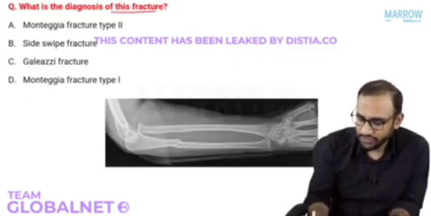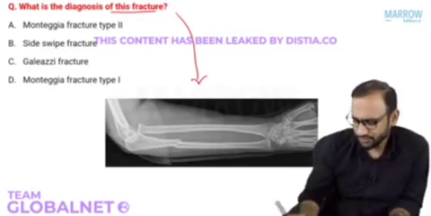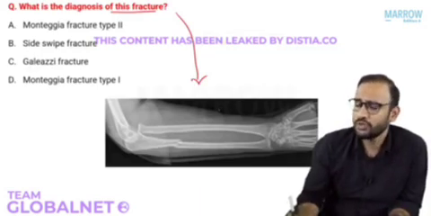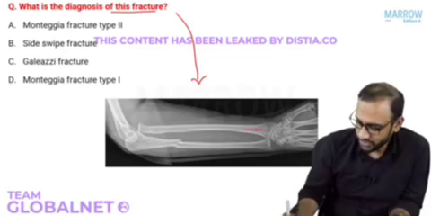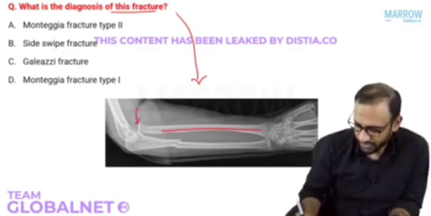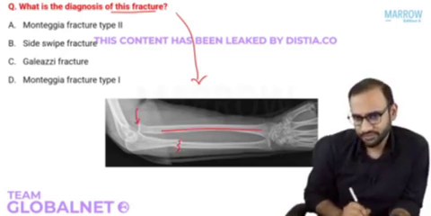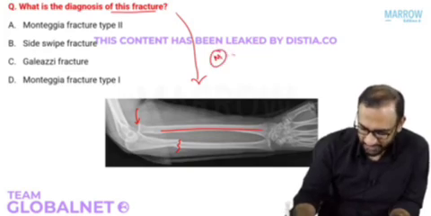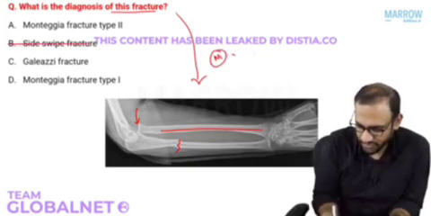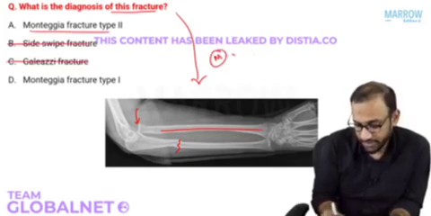What is the diagnosis of this fracture? So it's a spot MCQ. If you can diagnose this, only then you'll be able to answer. Otherwise, no point. So this is the radius, which looks like it is dislocated, and there is a fracture of the ulna. It's definitely Monteggia fracture, right? It's not sideswipe, it's not Galeazzi. So which Monteggia is it?